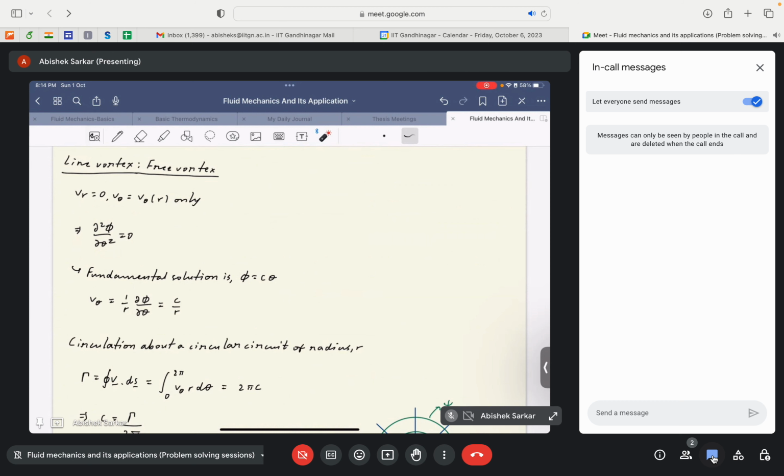Again, there are arbitrary constants c1 and c2, but we set them to 0, like we did in the previous case. So the solution is phi equal to c theta, and now we can determine the velocity components, that is the radial and the angular velocity components. Here the radial component is 0 from the beginning itself, so the only velocity component that we need to deal with is the angular one, and v theta is given by 1 by r dou phi by dou theta, which is equal to c by r. So this is the angular velocity component.